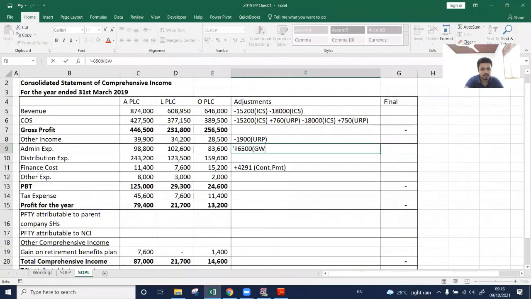6,500. This is goodwill impairment of 11 PLC. Expense account. Right? So we need to add it back under administration expenses, 6,500. That is the goodwill impairment of 11 PLC.